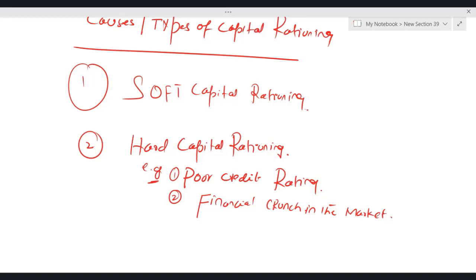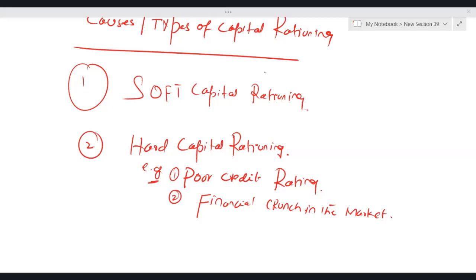So if the examiner asks you a question, what causes capital rationing? Soft capital rationing exists due to the organization's policies. For example, the company does not want to raise a loan to make an investment, even though the loan is available. Banks are willing to give you the loan, but the entity says no, we will only invest from our retained earnings.